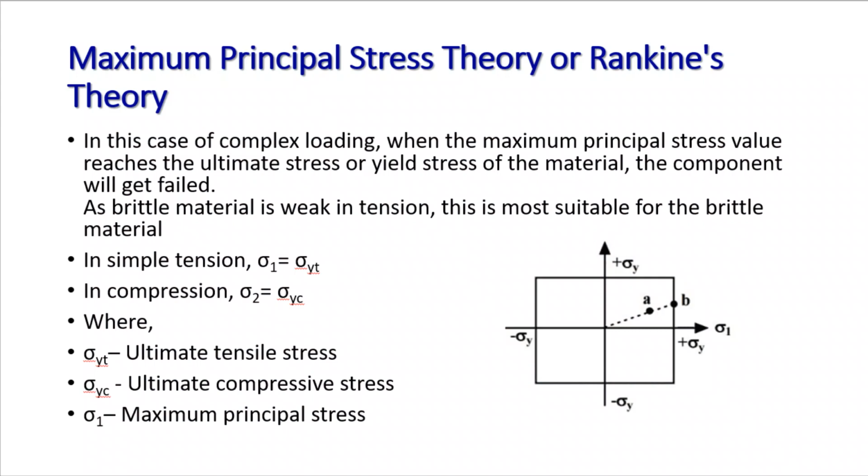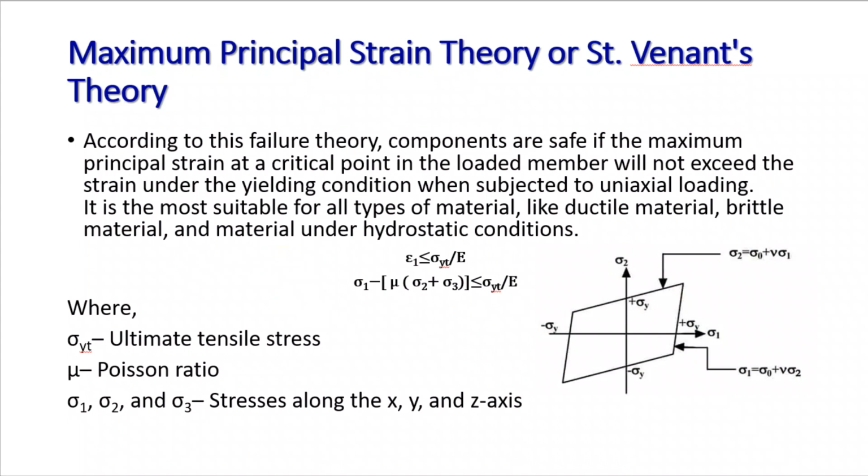So when you are meeting this particular condition, you can say the material is failing. If you need to include a factor of safety during design, we will consider sigma 1 equals sigma yt by factor of safety. That means we are allowing the material only up to a certain point. Rather than taking this as permissible, we are limiting the permissible stress with this factor of safety.